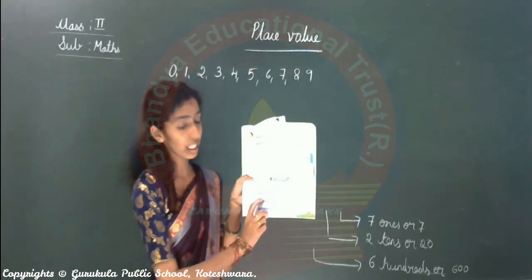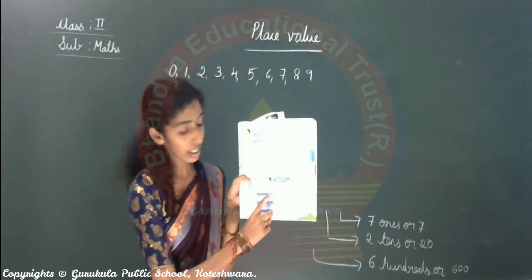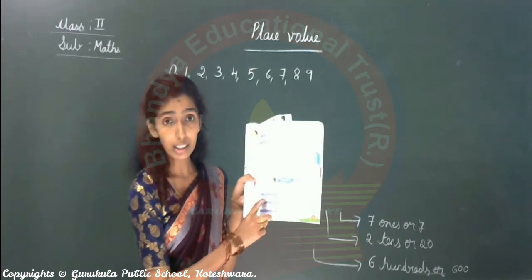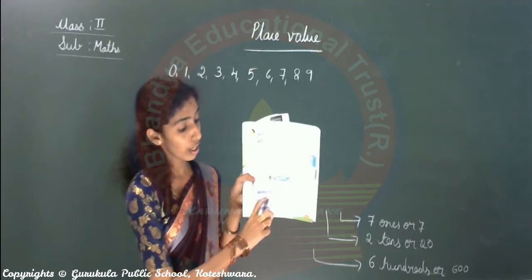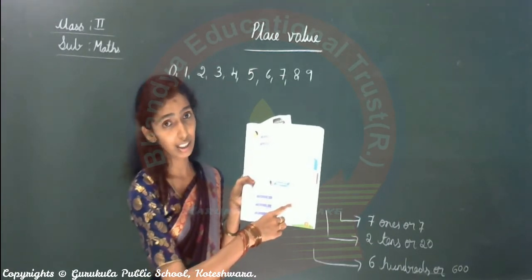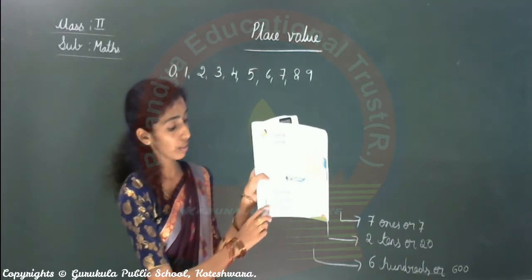See, first one it is 36. 6 is 1s and 3 is 10s. So here they colored 6. So 6 or 6 1s. It is 1s place. Next one you see, B1.